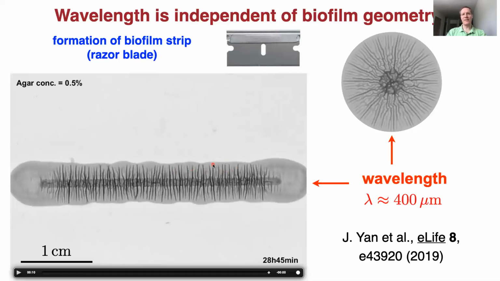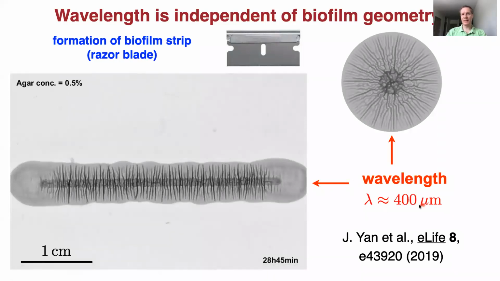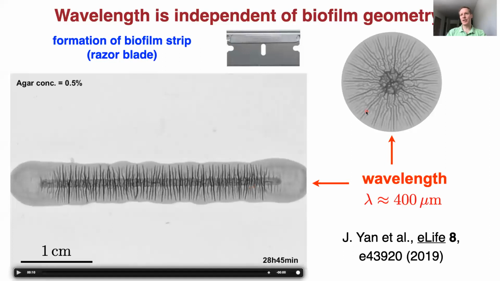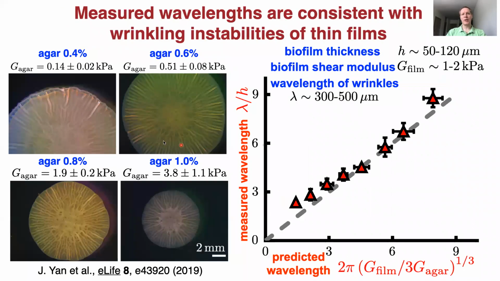And if you measure the wavelength here and the wavelength here, they're the same. This is because in these wrinkling problems, the wavelength is not set by the geometry, but by the material properties and the thickness of the film. And we went actually further. We were able to manipulate the wavelength of the biofilm by changing the stiffness of the substrate, right? Here you're seeing biofilms grown on different agars with different agar concentrations, which changes the stiffness from a fraction of kilopascals to a few kilopascals.